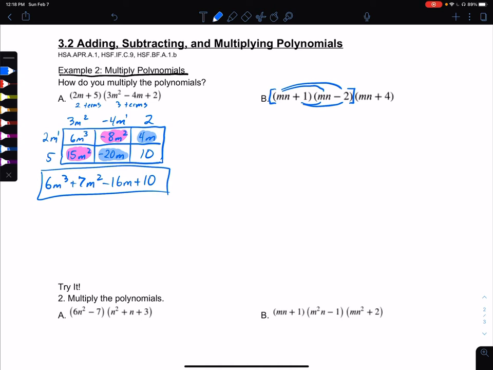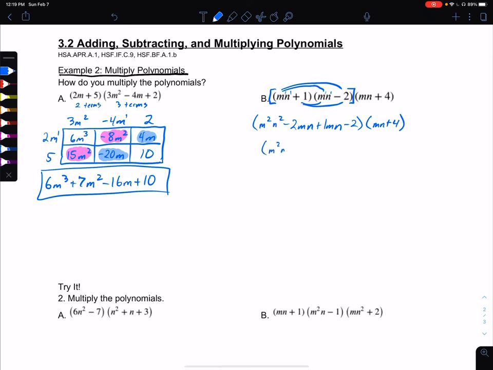mn times mn, be careful here. So all these exponents are 1s. So this is going to become m squared n squared. And then mn times negative 2 would be negative 2mn. 1 times mn is just going to be 1mn. And positive 1 times negative 2 would be negative 2. Be sure to bring that third polynomial down. Before you go into another series of distribution, make sure you combine any like terms.